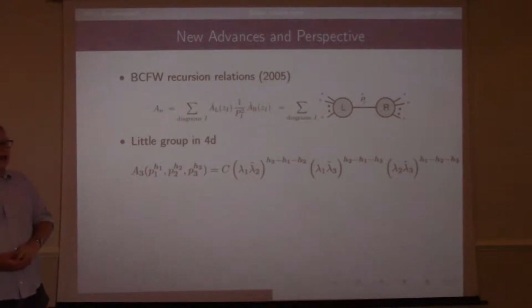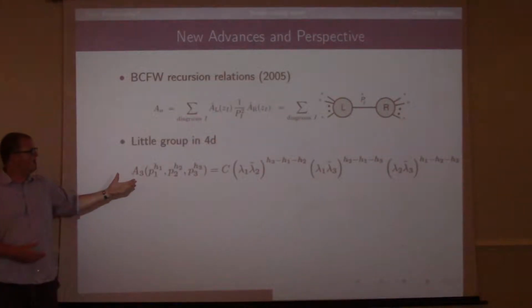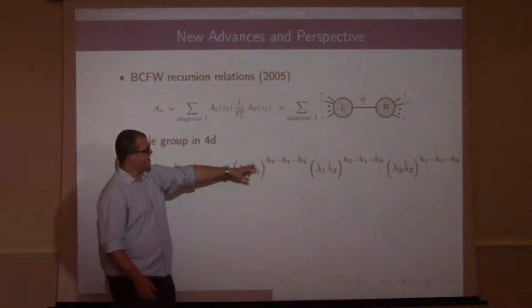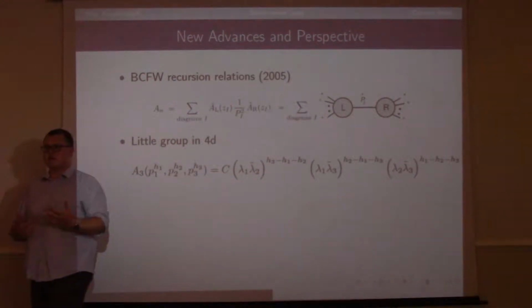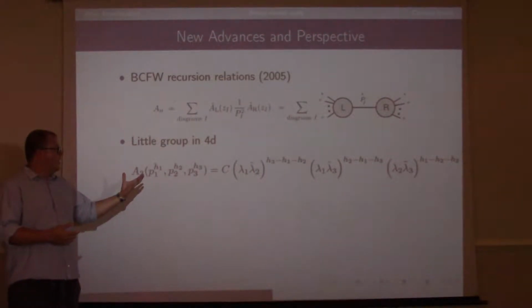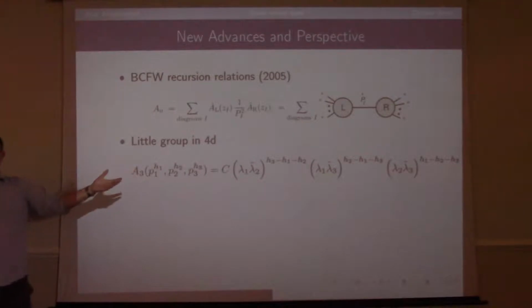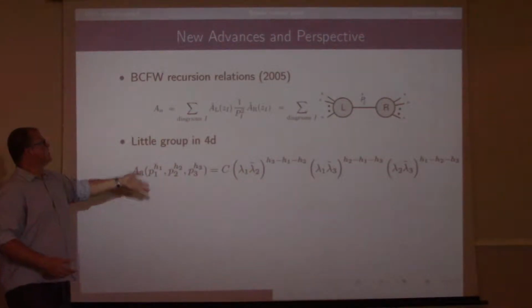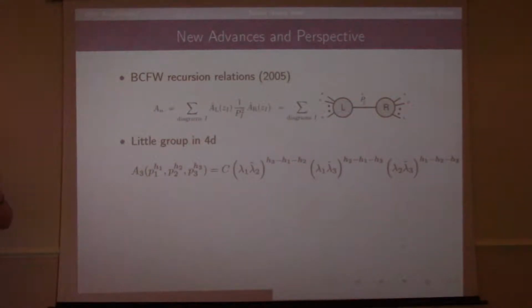The little group is U(1). So what we have here is the 3-point amplitude, where the lambdas are spinor variables, the h's are the helicities of the specific particles, and t is the interaction constant. Using dimensional analysis, we can fix these 3-point amplitudes, and from that, using recursion relations, we can then build any higher point amplitude we could possibly want to calculate.